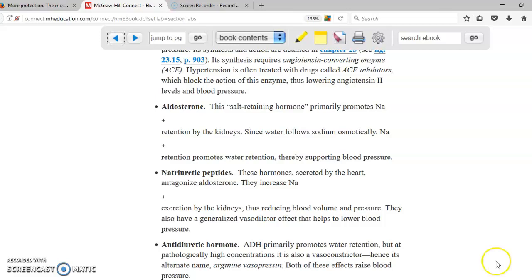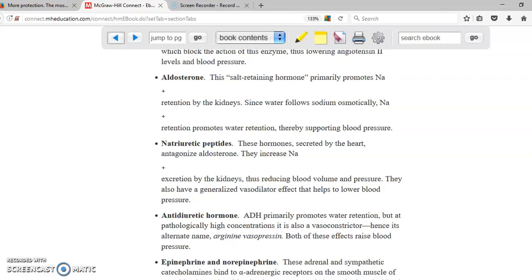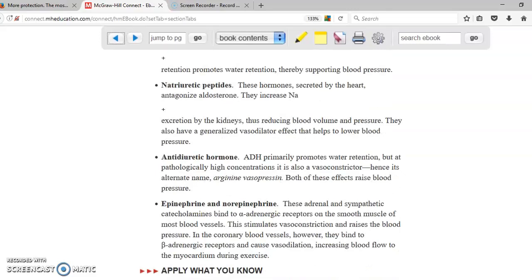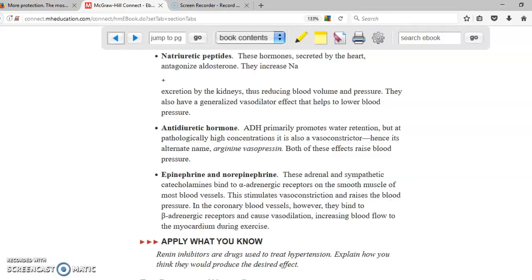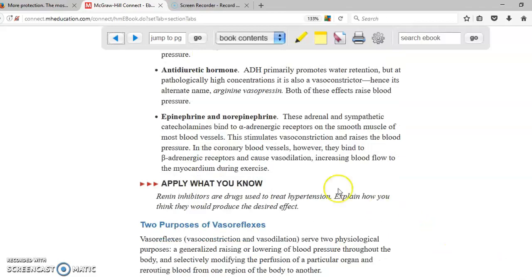The next one is anti-diuretic hormone. Diuresis means to urinate. Therefore, anti-diuretic means anti-urination. So that means that if you don't urinate, you will retain water. And if you retain water, then obviously the blood pressure will increase. The next one is epinephrine and norepinephrine. These two hormones, they are going to stimulate vasoconstriction, and because of vasoconstriction, the blood pressure will increase as well.